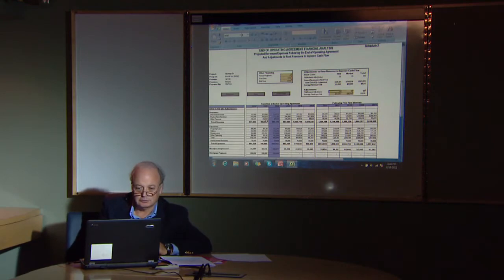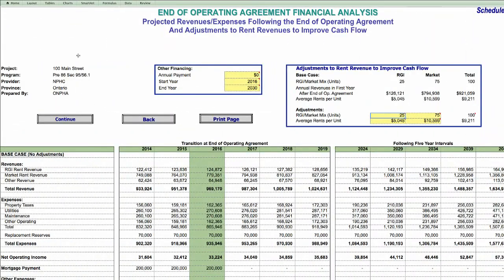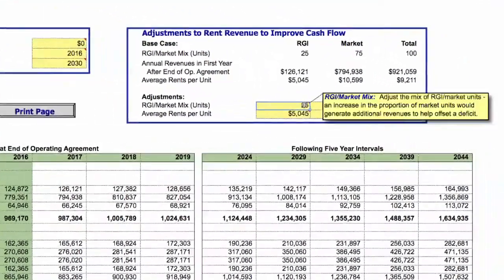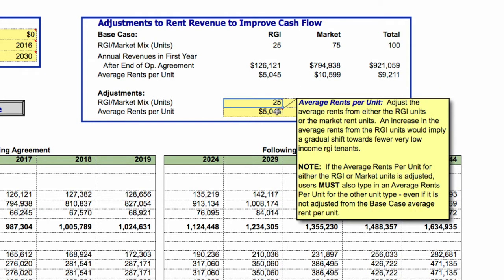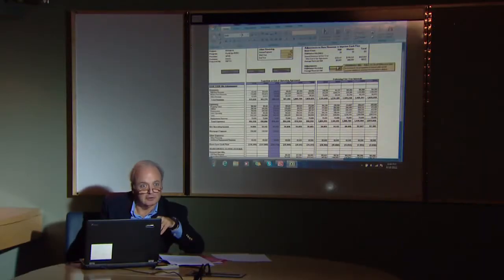So we've got, again, all your core data is here and here. Your base data is locked in here. And what you can adjust is down here, and that has to do with the number of rent-geared-to-income units or the rents, which then translate into your revenues. If you reduce your number of RGI units, increase your number of market units, you're going to have more revenue.